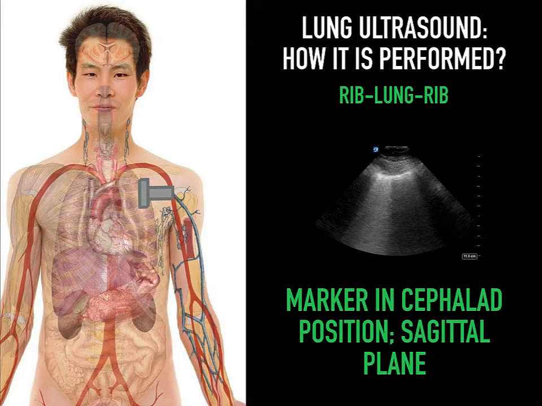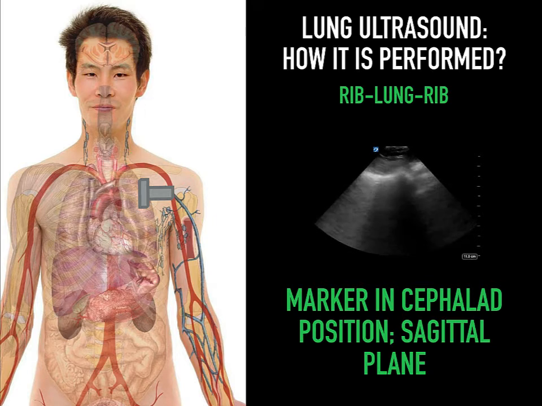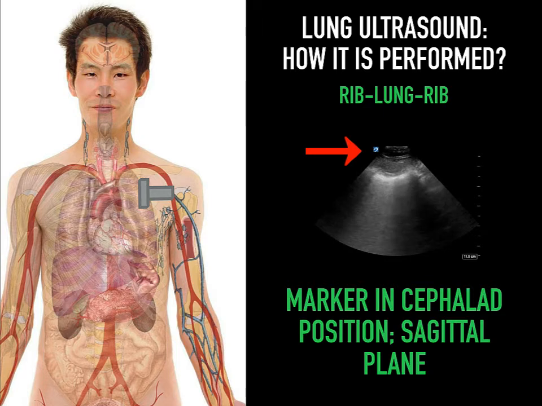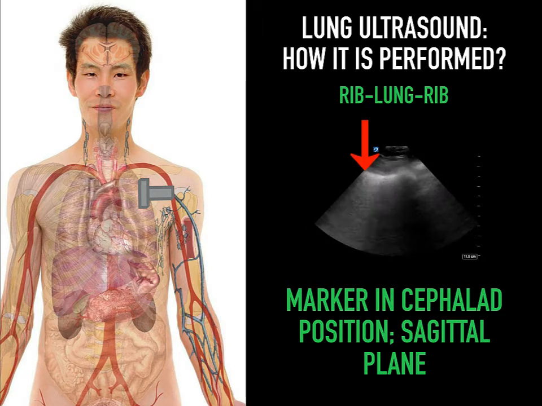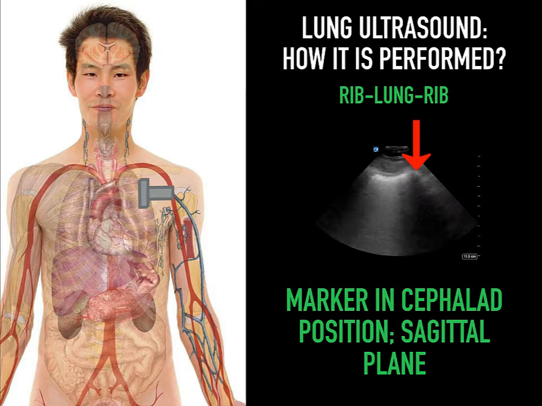We place the probe marker in the cephalad position, and generally speaking, the image is acquired in the sagittal or parasagittal plane, as demonstrated here. You'll notice the screen marker is left-sided in traditional radiological convention. In this case, we see a rib and rib shadowing, followed by the pleural line, followed by another rib shadow. This is often called the batwing appearance of lung ultrasound.